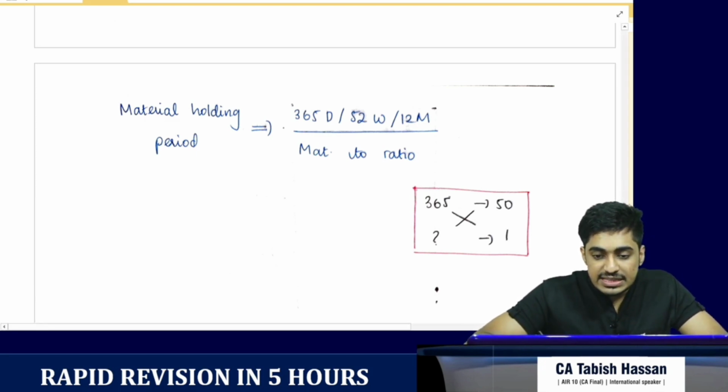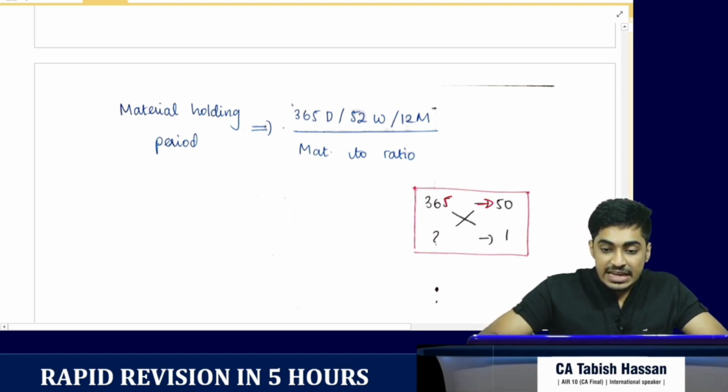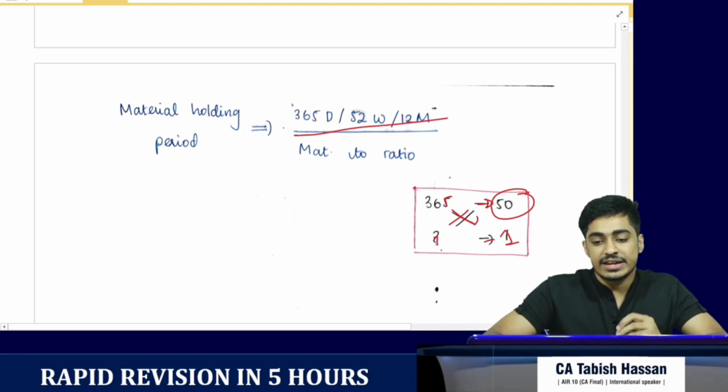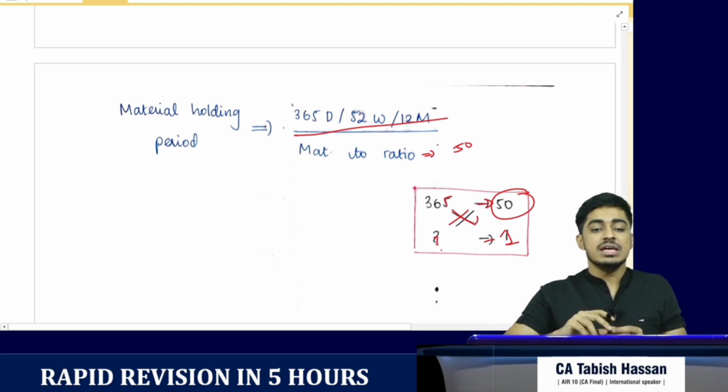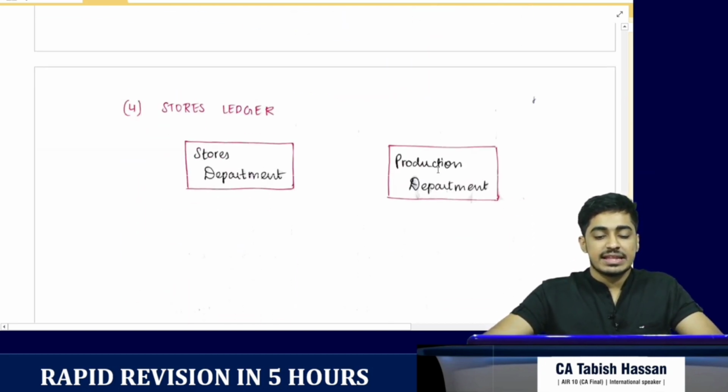Say for example, in 365 days, I've rotated the material 50 times. So for one rotation, how many days does it take? Again, cross multiplication: 365 days or 52 weeks or 12 months divided by 50 times, that is the material turnover ratio. That gives us the material holding period. Okay, this is the third concept.